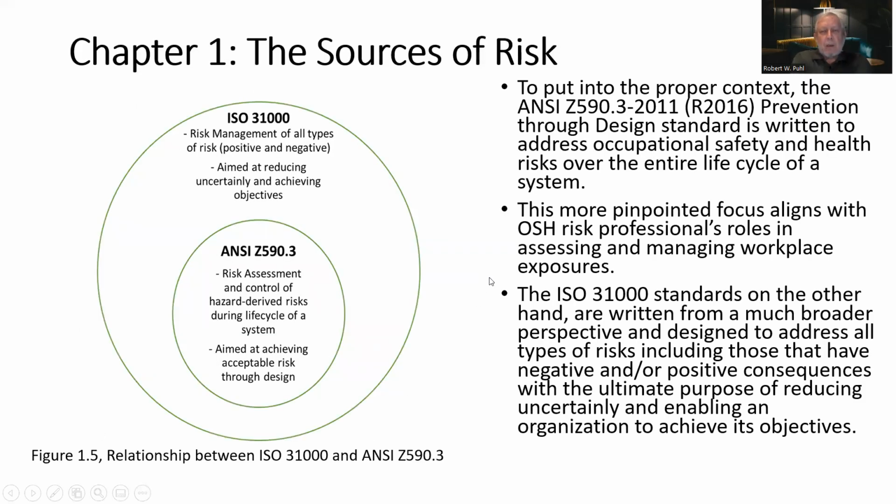So this is in your book. This is just, I guess if you call it a Venn diagram or not, but this ISO 31000 risk management of all types, and then ANSI Z590.3 is included in that. So to put in the proper context, the ANSI Z590 prevention through design standard is written to address occupational safety and health risks of the entire life cycle of a system. So not just while it's running, the entire life cycle.